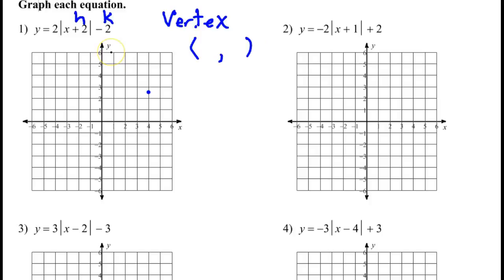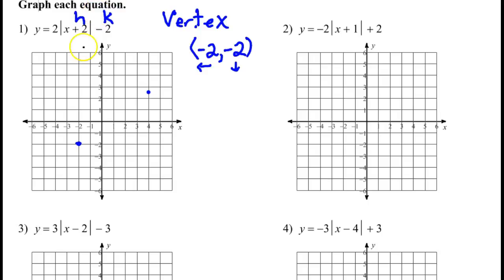But it's always the opposite of what you think from the inside. So if this is a positive 2 right here, then the vertex is actually at -2. Okay? So -2. And this one is -2 as well. So vertex is at -2, comma -2. Which means from the origin, go left 2 and down 2. From the origin, left 2 and down 2.